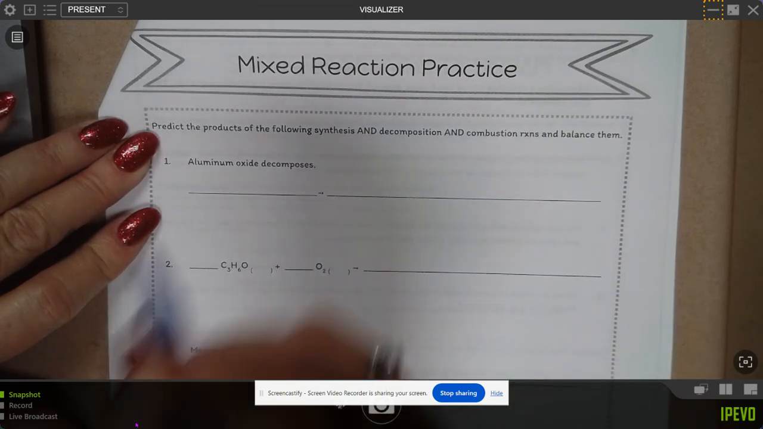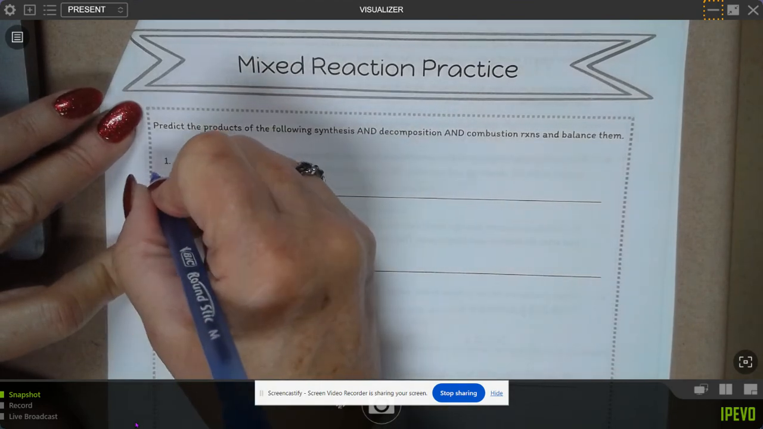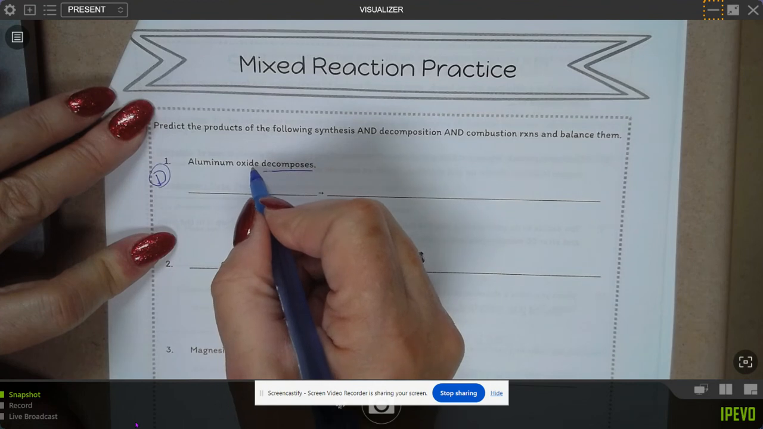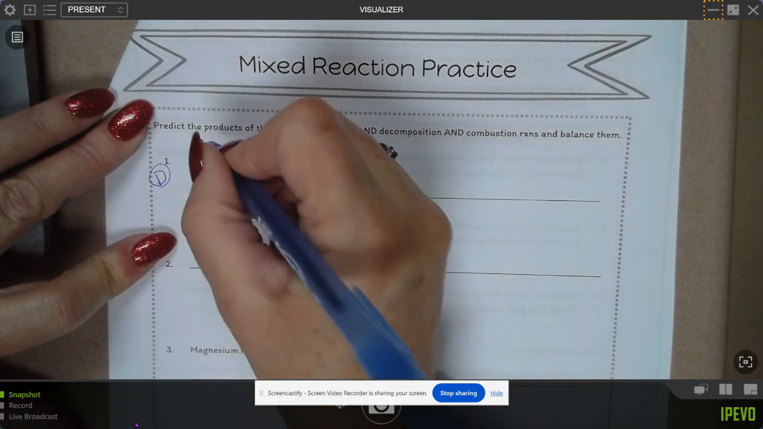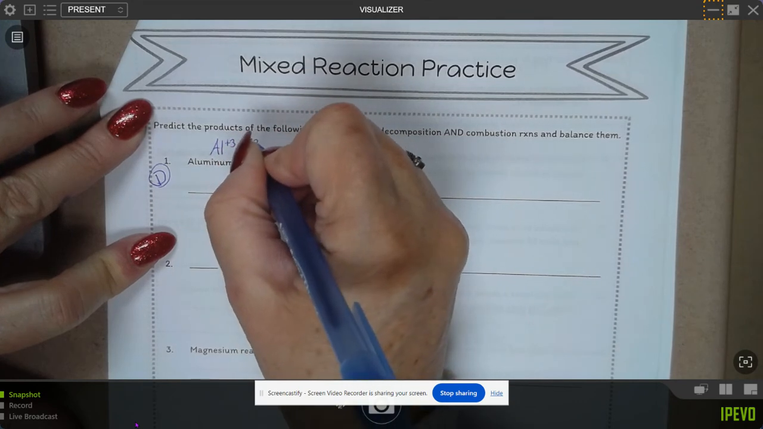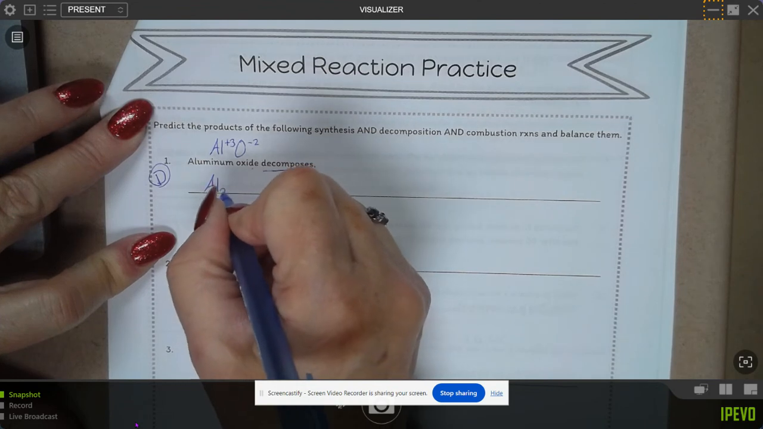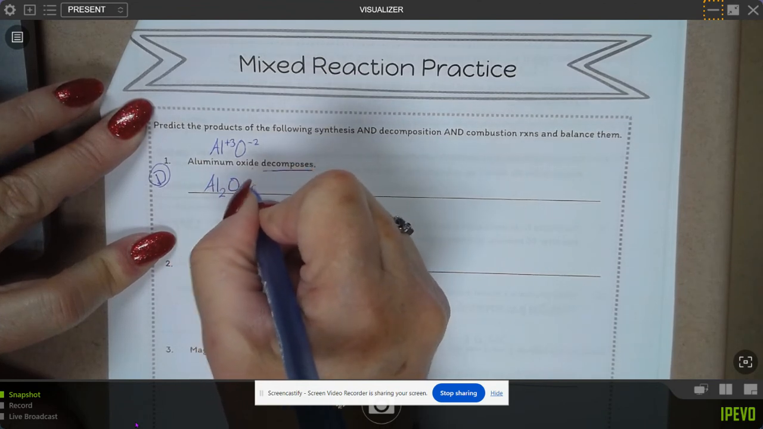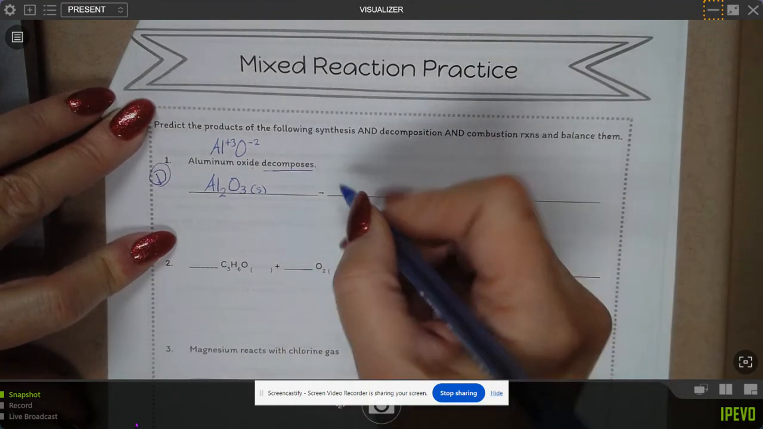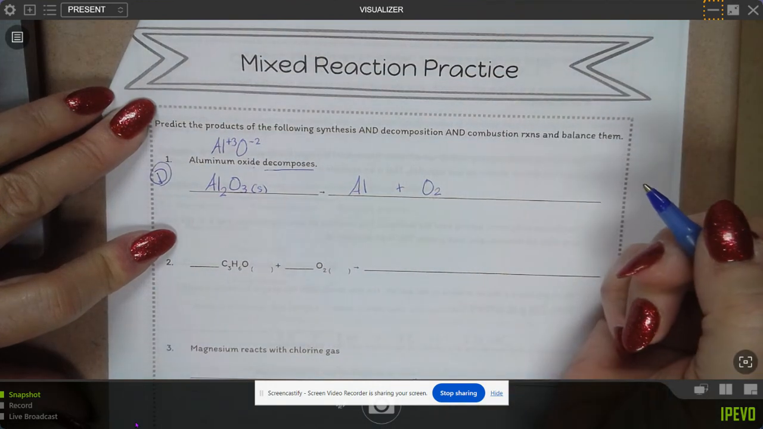Okay, so this says aluminum oxide decomposes. That should be a big giveaway that this is a decomposition reaction. So we start by writing aluminum oxide. If you look at your periodic table, aluminum has a +3 charge, oxygen has a -2. So our formula for aluminum oxide is Al2O3. That's a solid because all ionic compounds are solids. It decomposes, so it's going to decompose into its individual elements.